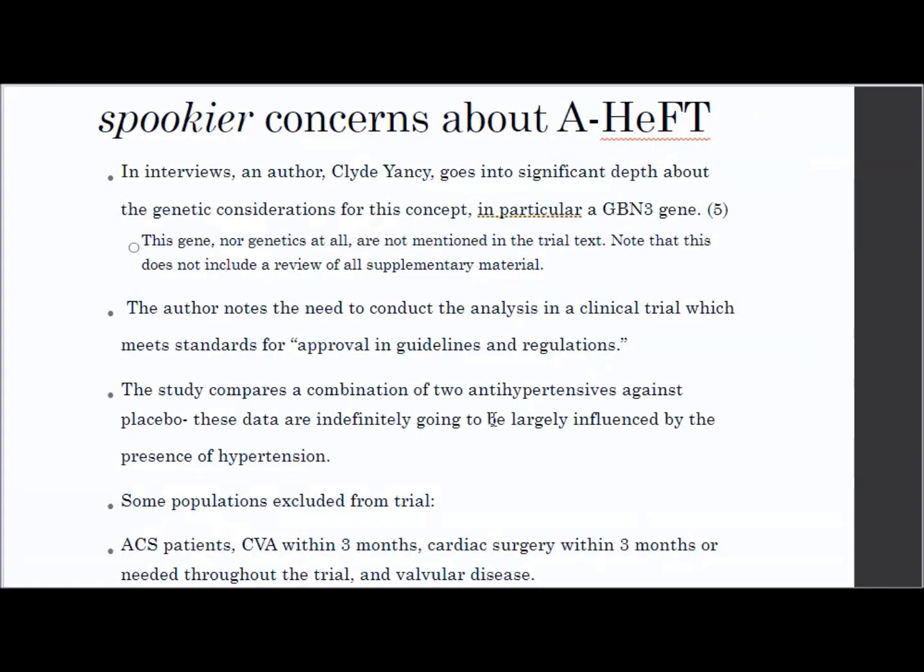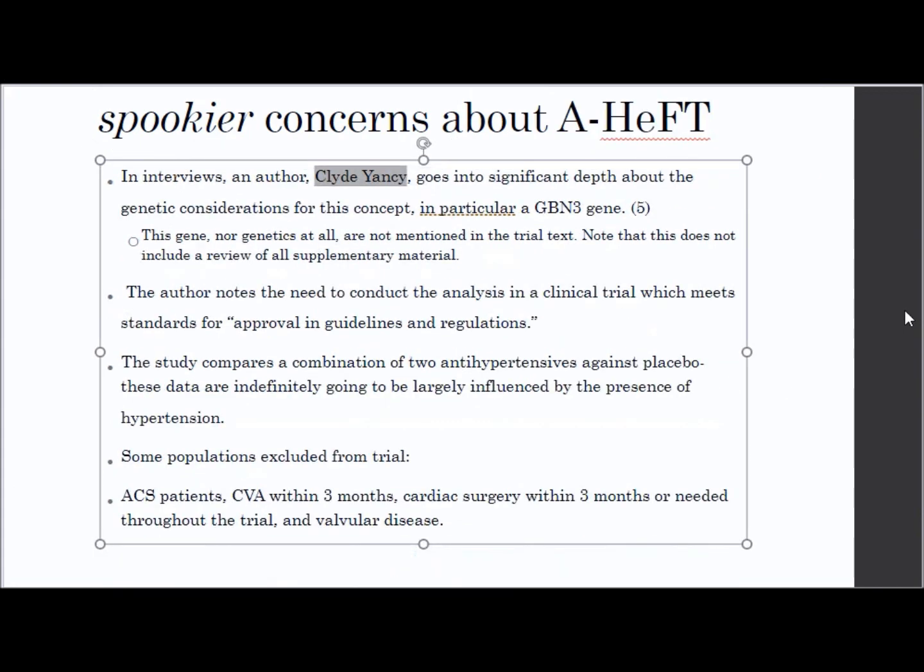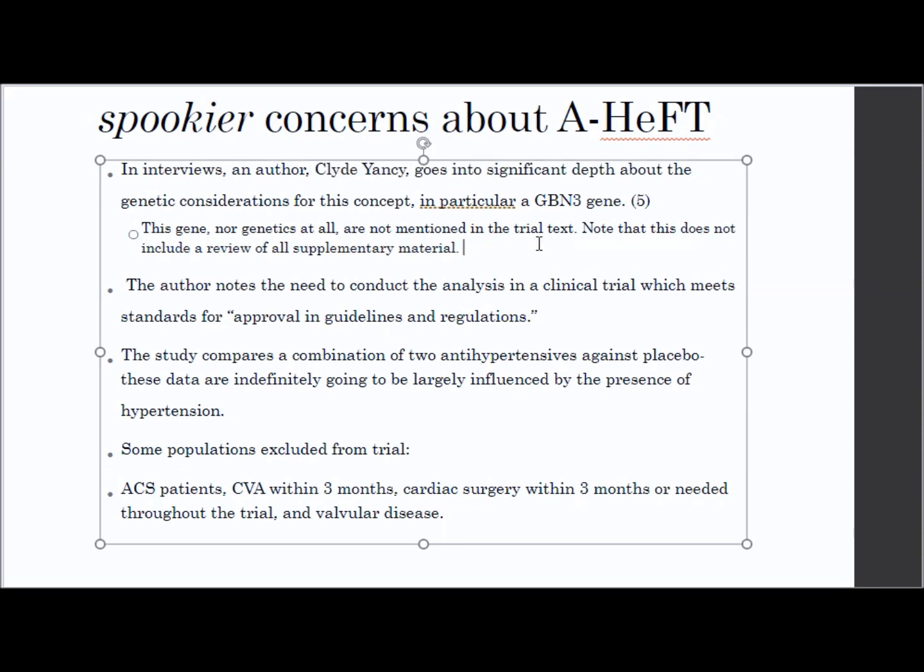So my concern specifically about A-HeFT is that there's interviews on YouTube where an author goes into a lot of depth about this gene, in particular the GNB3 gene. Just like, oh, we're seeing it's more upregulated in Black patients, and it has all of these downstream effects. And I like gene talk, but I don't really understand it. So if you want to give me more context or literature, if I look up the GNB3 gene now, I'm seeing hundreds of studies, and not a lot of them are racially oriented. So this gene, nor genetics at all, were mentioned in the trial.